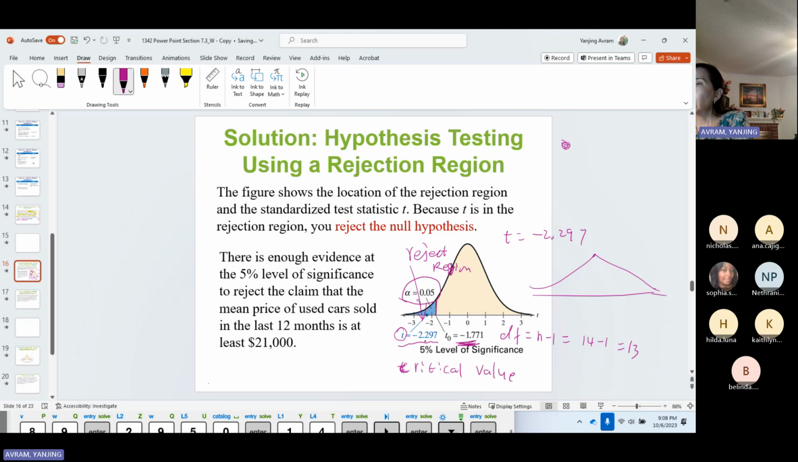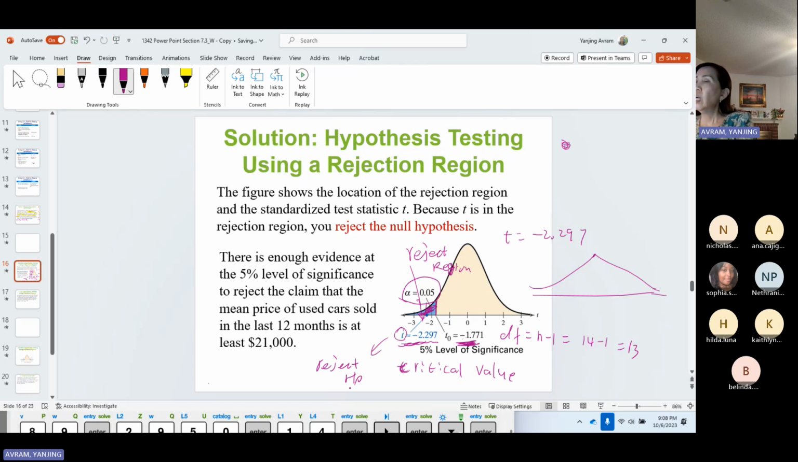Since my t is inside the rejection region, my t is less than the critical value. My calculated t is negative 2.297, and the critical value here is negative 1.771. So this region is called the rejection region. Since my t is inside the rejection region, the conclusion will be to reject the null hypothesis.